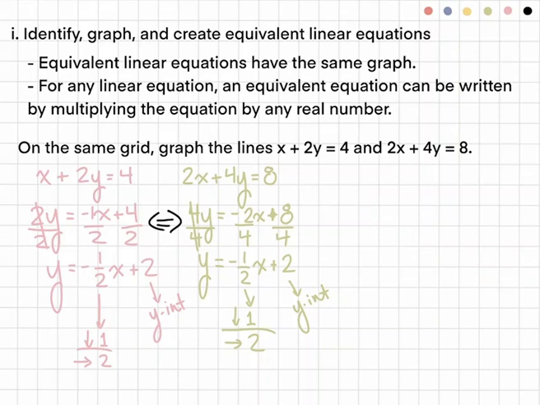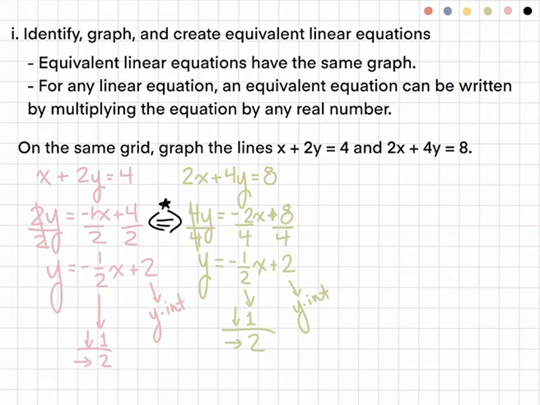So now we've completed the first two parts of this learning goal. We identified equivalent linear relations, we just graphed equivalent linear relations, and now we can create equivalent linear relations by multiplying the equation by any real number. Now, I already drew your attention to what was going on here in this second line because they did something here to make these equations equivalent. What do you think they did?